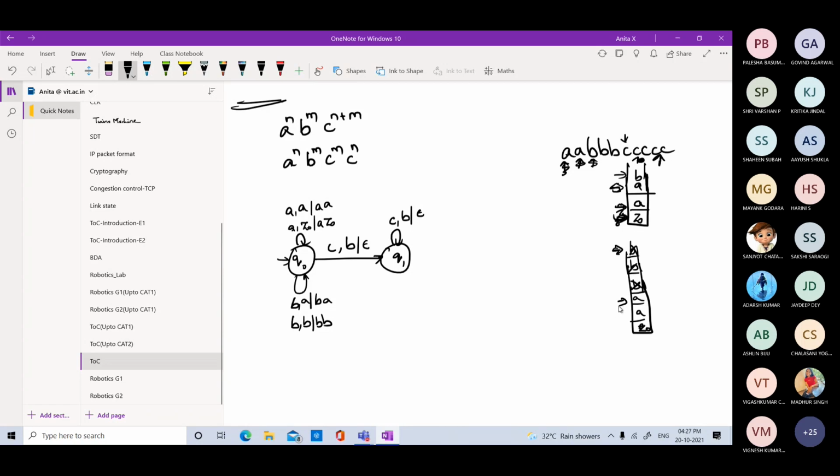Now my input symbol is C, my stack symbol is A. What should I do? I have to proceed with the pop operation. Yes, A, I have to perform the pop operation. Okay. So all will be popped off. Now my input symbol is epsilon, my stack symbol is Z naught. What should I do? No operation, I'll be reaching the final state, that is Q2.